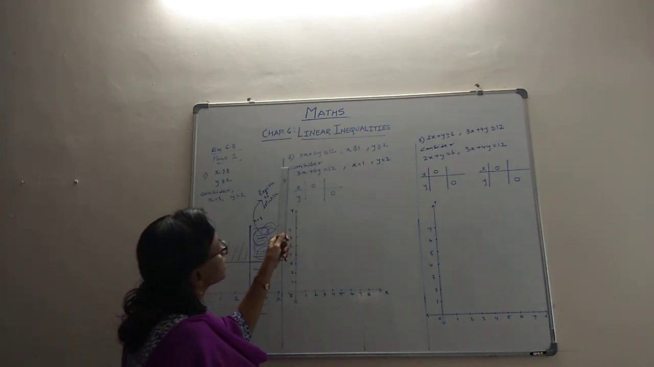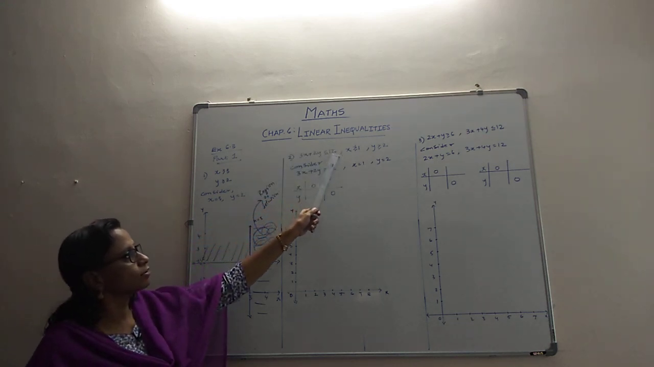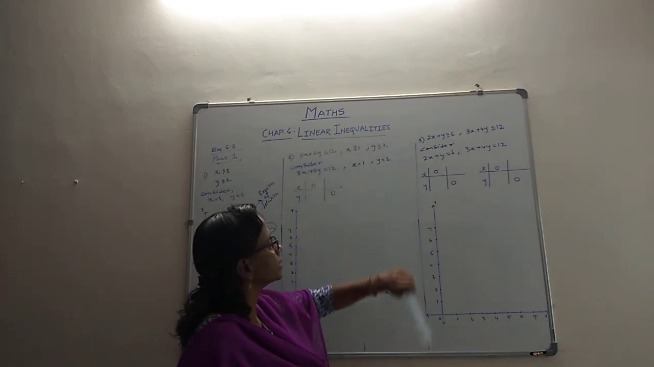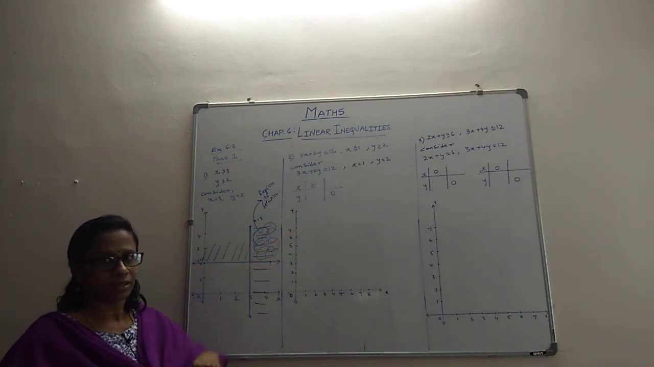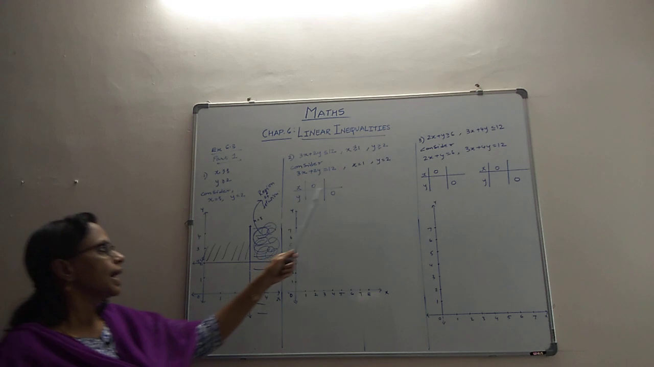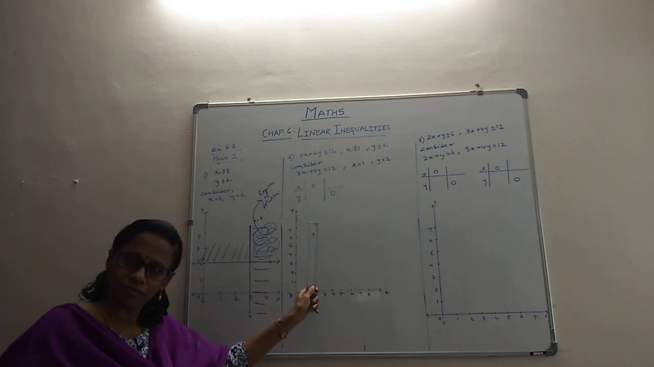We'll get the solution. Second question is 3x plus 2y less than or equal to 12, x greater than or equal to 1, y greater than or equal to 2. So we'll first consider 3x plus 2y equal to 12. We always consider the equality. And x equal to 1, y equal to 2. These two, they don't require a table. This requires a table, so we've drawn a table.